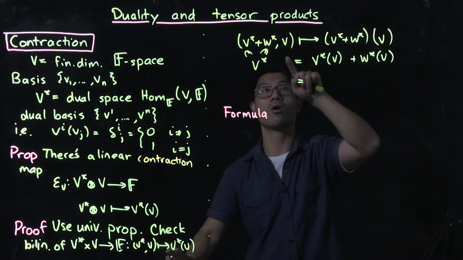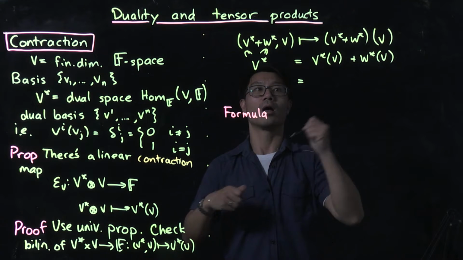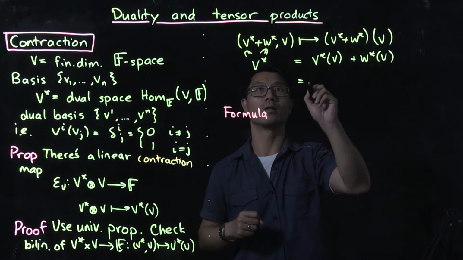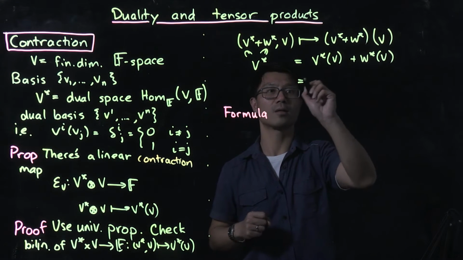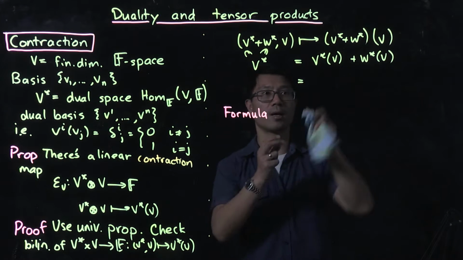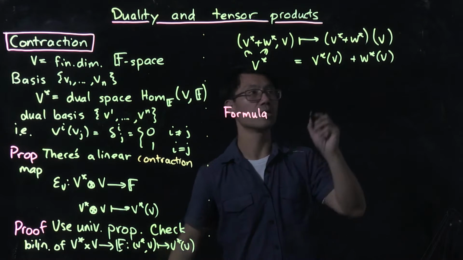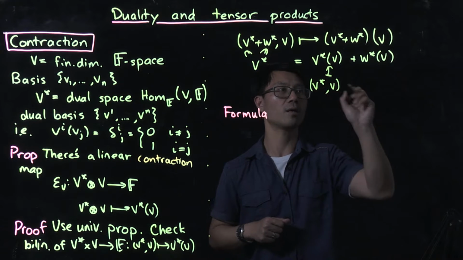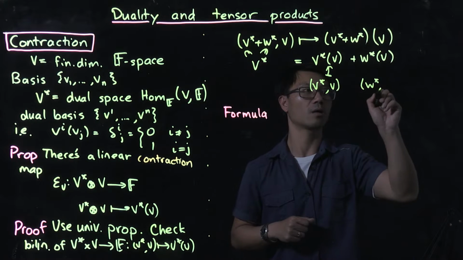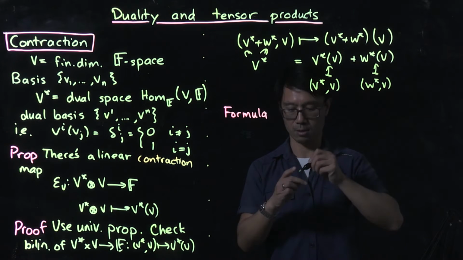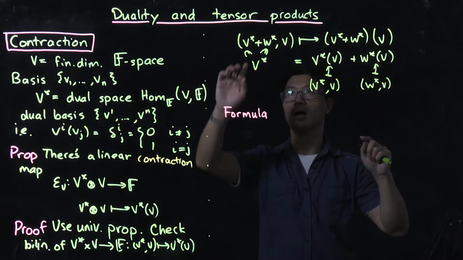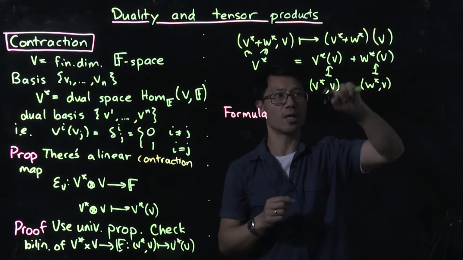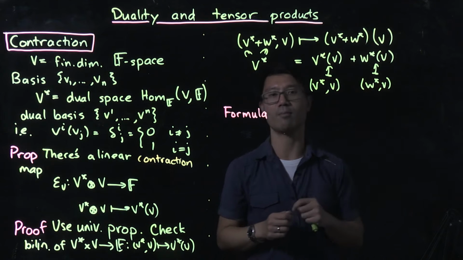Okay, so it's also true that, let's just remove this for the moment, we don't need that. So the point is that V star comma V gets mapped to this one, and W star comma V gets mapped to this one here. So of course the sum gets mapped to the images of these two, and you take the sum of them.